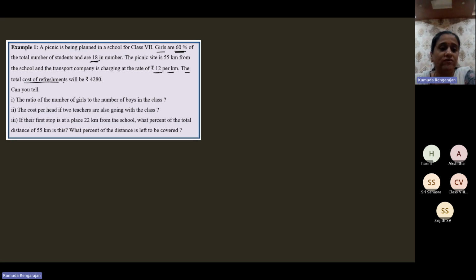The total cost of refreshments, snacks and juice. So that's what is refreshments. So the total cost of refreshments will be rupees 4,280.